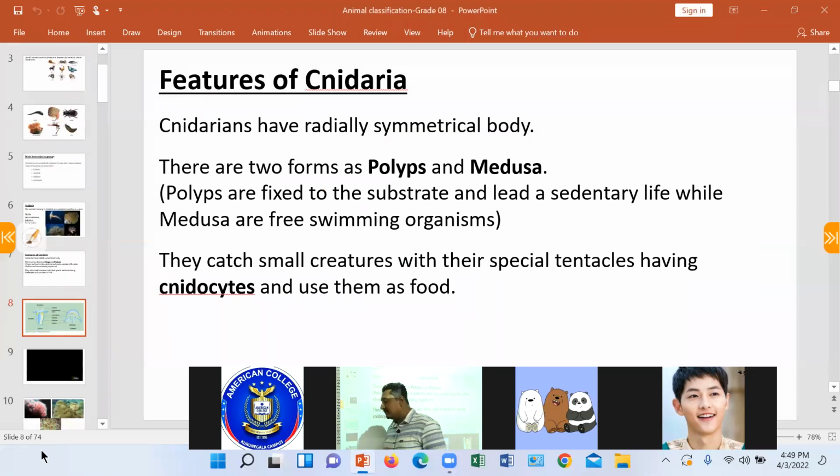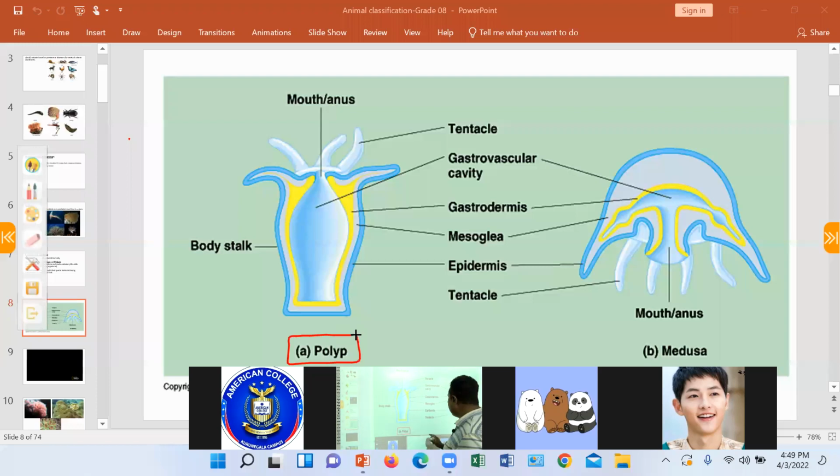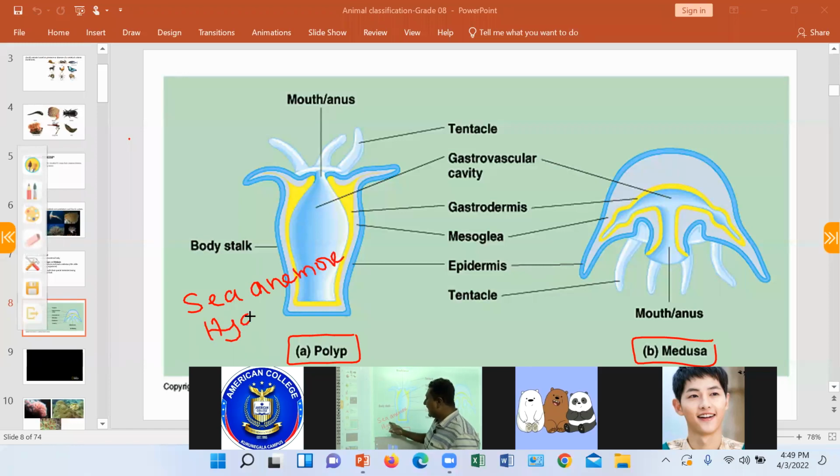And they have two body shapes. What are the two body shapes that they had? Polyp and Medusa. Polyp shape and the Medusa shape. Give me an example for a polyp-shaped Cnidarian. Sea animal. That's Hydra. Coral polyp. That's right.